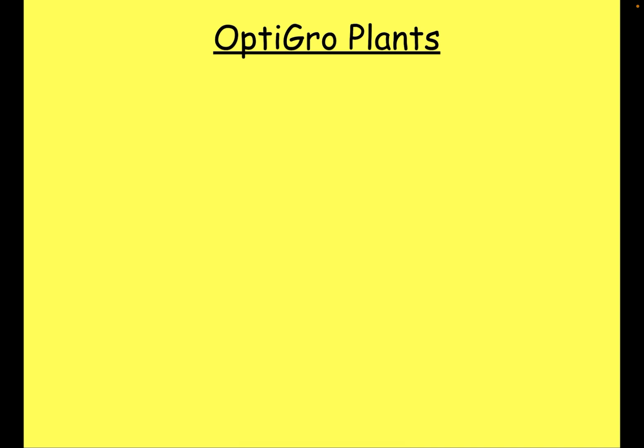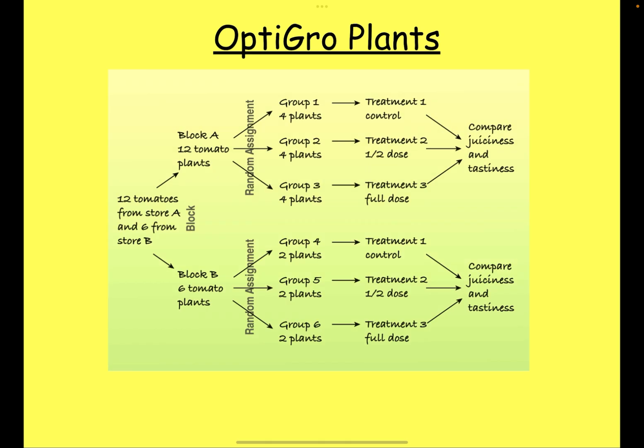So when we're looking at the OptiGrow plants, let's say we bought tomato plants from 2 different stores. Let's say one came from store A and one came from store B. What we could do is first block them by where they came from, randomly assign them to the 3 different fertilizer levels, and then at the end we would compare the juiciness and the tastiness. Notice here the blocking is done based on the store from which they were purchased.